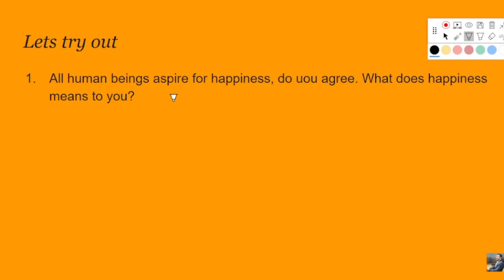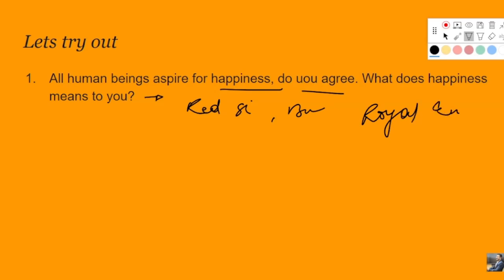the question is, all human beings aspire for happiness. Do you agree? So everyone will agree. Why? Because happiness is the utmost goal of human existence. What does happiness mean to you, right? People will easily succumb to the notion that happiness means getting a red siren, a bungalow after getting into the post, royal entry and so on, right? So for most people this will be a kind of happiness. And this is somewhere true as well.